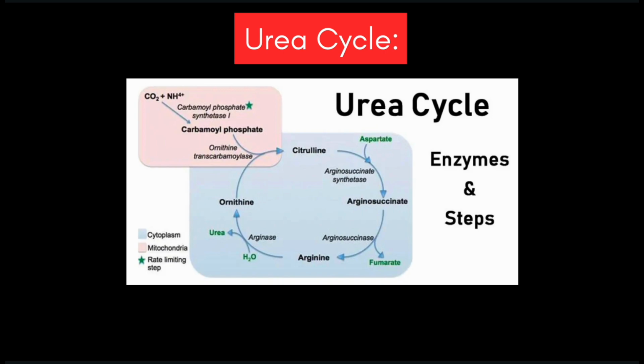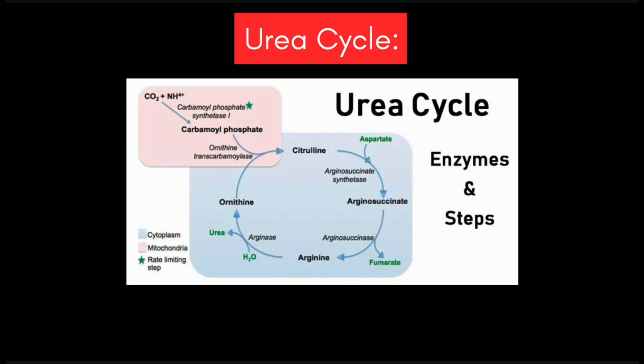The cycle initiates with the conversion of ammonia into carbamoyl phosphate, a reaction catalyzed by the enzyme carbamoyl phosphate synthetase 1, known as CPS1 in other diagrams. This step takes place in the mitochondria of liver cells and requires bicarbonate and ATP.